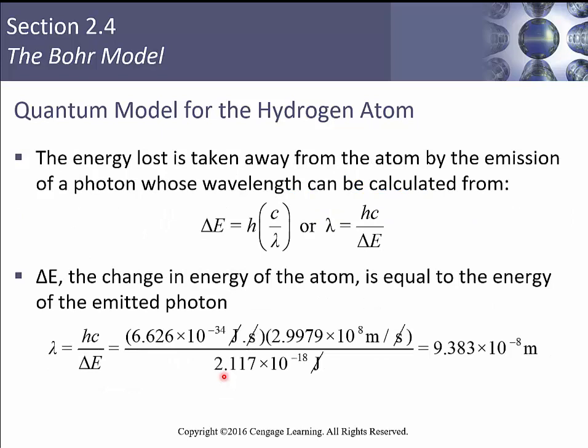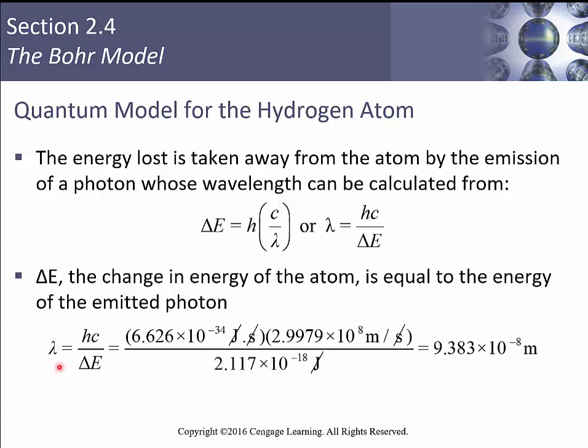The energy lost is taken away from the atom by the emission of the photon, whose wavelength can be calculated using E is equal to h times nu, or E is equal to h times c over lambda. We can rearrange that to solve for lambda. So our lambda is going to be h times c over our change in energy. Delta E, the change in energy of the atom, is equal to the energy of the emitted photon.